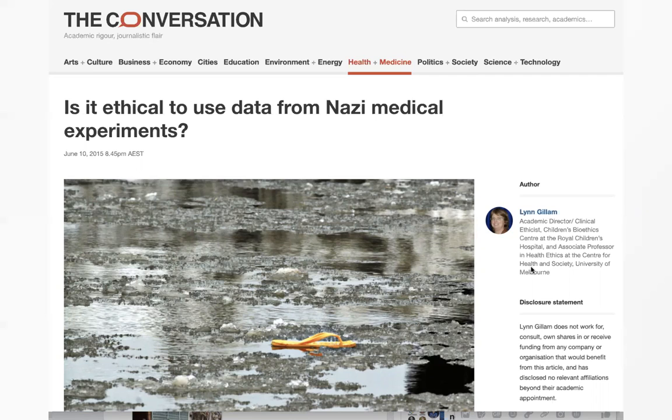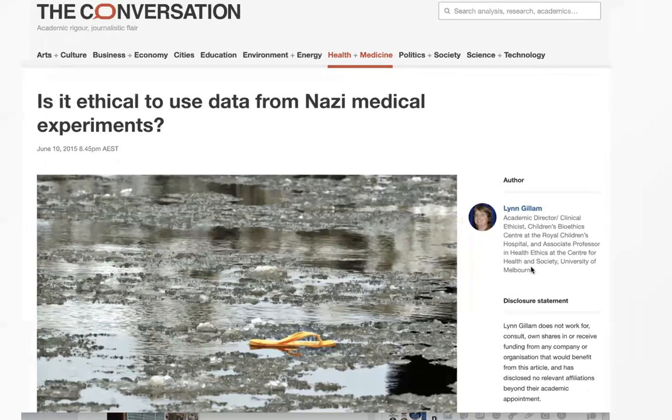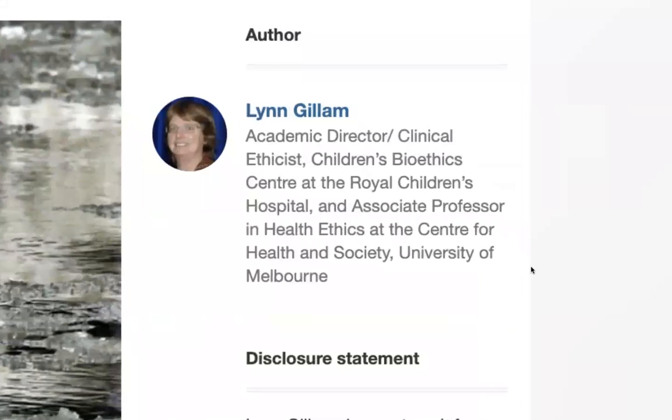But these experiments did show things like the limits of the human body. And so it's a really hard thing to talk about. These experiments do have good biological information, but they were conducted under very, very dubious circumstances. And who owns that? And so this is an article here from a professor of ethics.